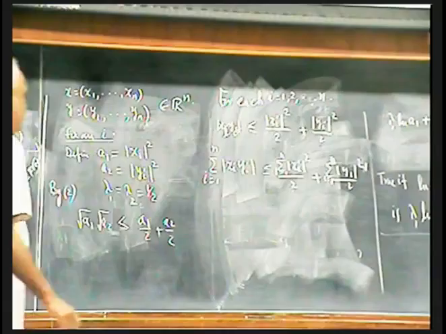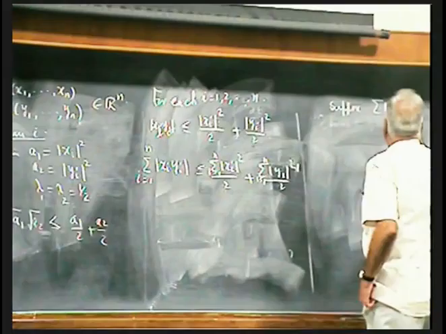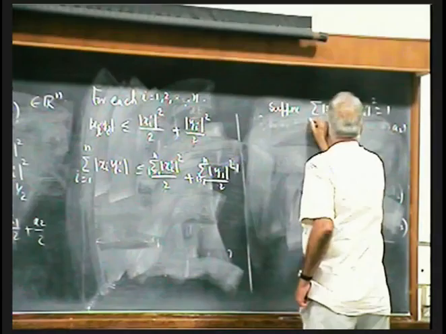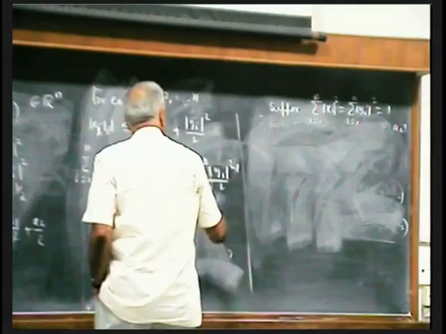Okay. So, let us take, suppose this was 1 and this was 1, that will become half plus half, 1. So, suppose summation mod xi squared equals summation mod yi squared equals 1. That is what you call unit vectors. Okay, they are all unit vectors. Sum of the squares of the components is equal to 1. Both x and y are unit vectors. Then summation mod xi yi is less than or equal to 1.